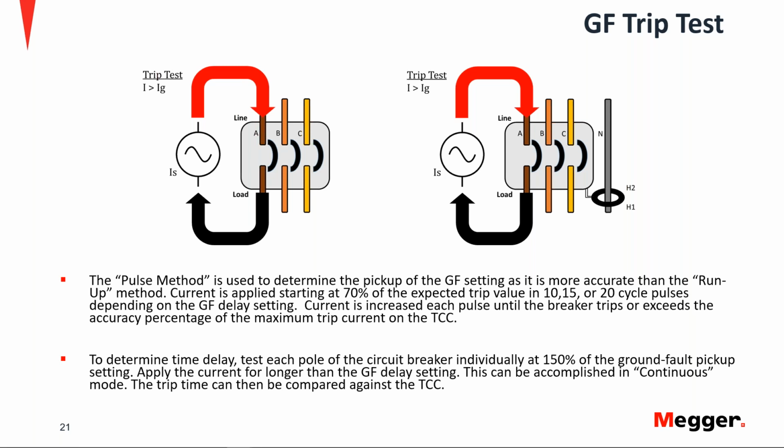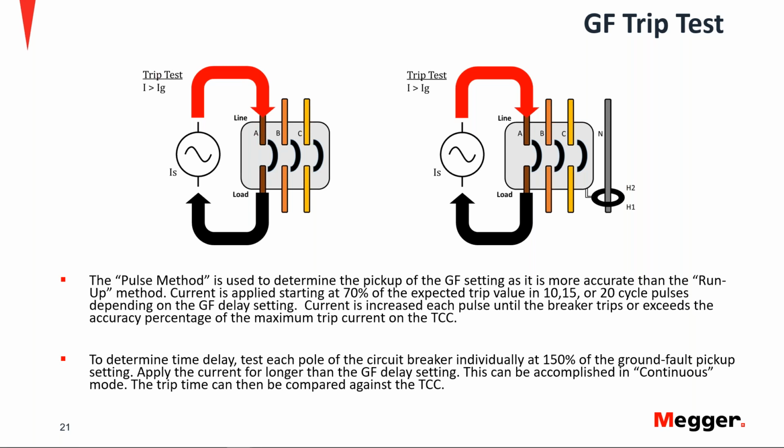So rather than using a continuous injection, you can configure your instrument to do pulses, right? And if your instrument allows, you can say in the settings, okay, when I do momentary or pulse injections, I want to use 10, 20, 15 cycles. So when you use that method, we recommend starting at 70% of the pickup, you do a pulse. If the breaker doesn't trip, of course, you do a step in current, you do another pulse, and so on and so forth until you find your pickup value.